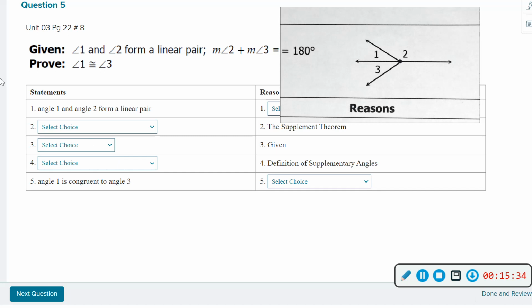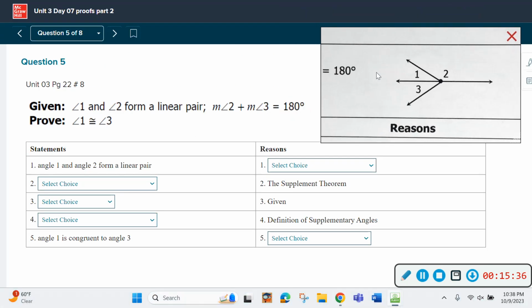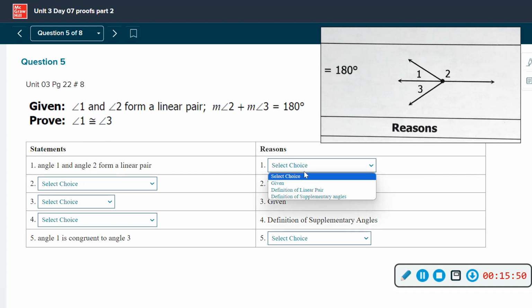Okay, so now, let's see if I can scroll around a little bit. Here we go. All right, so we are on page 22, number 8. Always do our givens first, and then what we're trying to prove is the last thing. All right, so let's see. 1 and 2 are a linear pair. How do we know that? That was given to us.